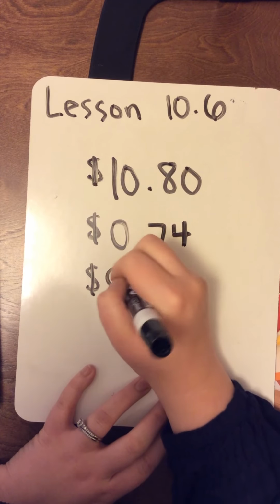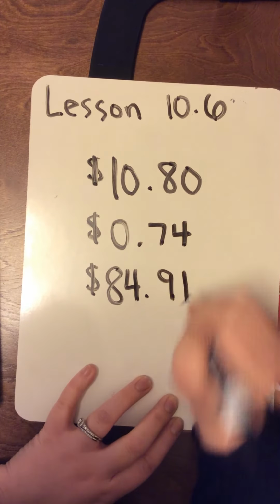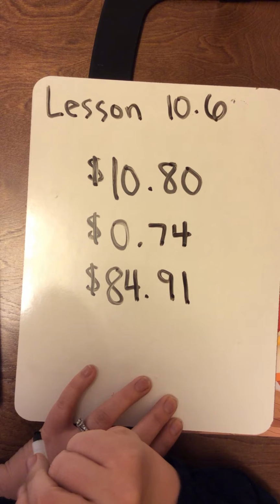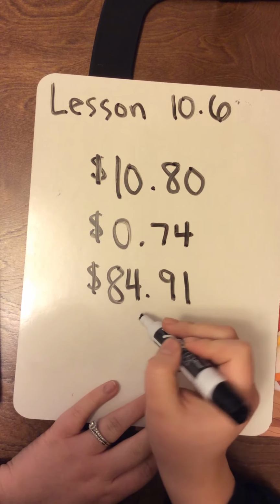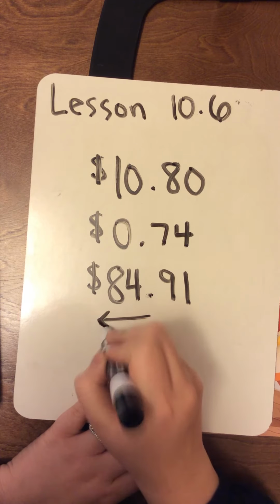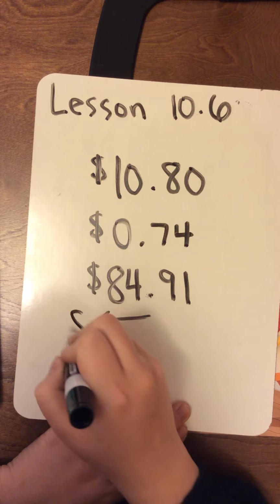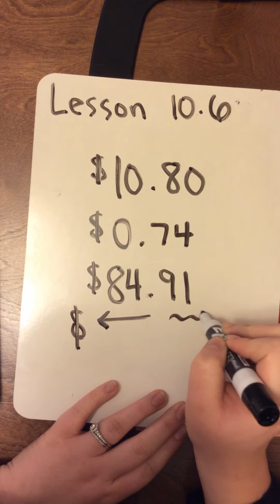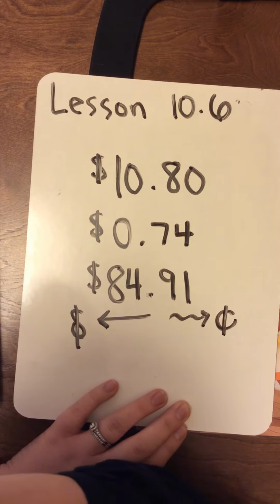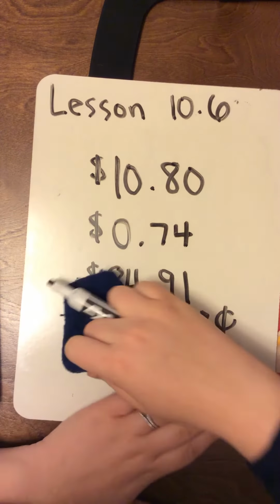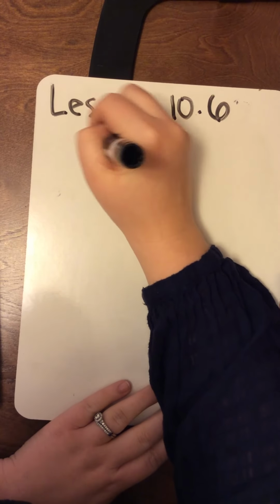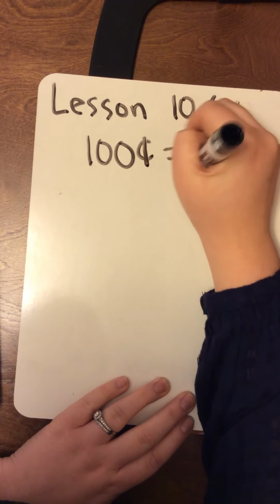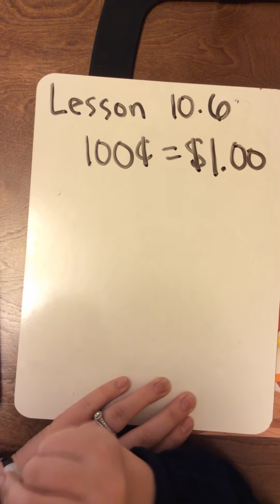And let's look at one more. How would we say this one? Good, $84.91. Anything to the left of the decimal point will be our dollars. Anything to the right of the decimal point will be our cents. Okay? Great. So we know that 100 cents equals $1. We learned that the other day.